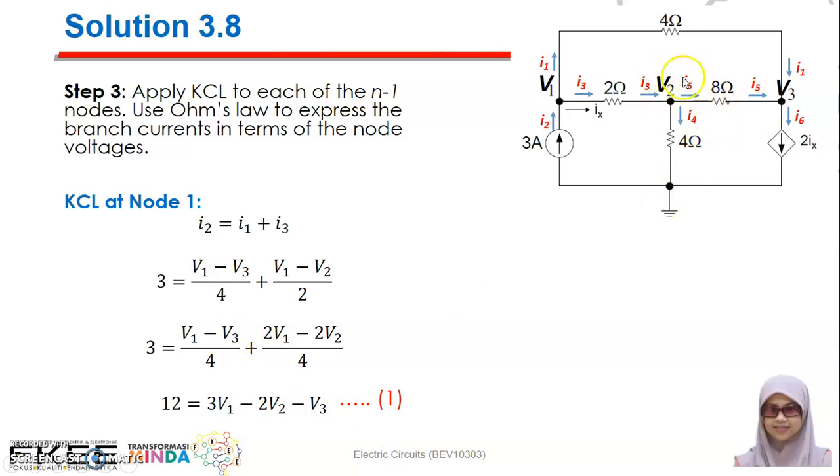And then next we go to node 2. We need to apply KCL at node 2. In this case, I3 will be equal to I4 plus I5.